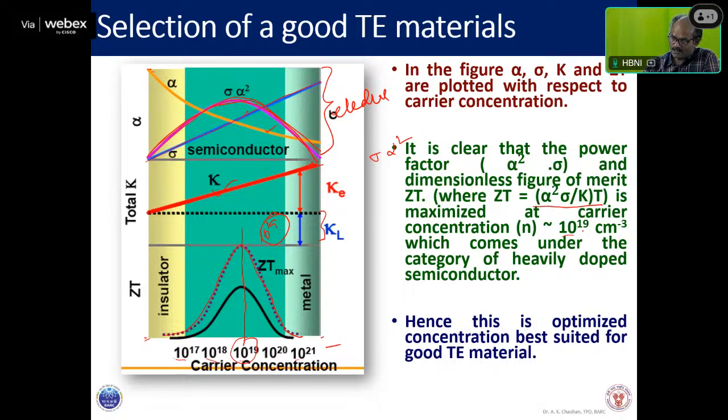And this 10 to the power 19, how much is it? Typically, the atom density or molecules per cc is 10 to the power 23, and my carrier concentration is now 10 to the power 19. So doping is nearly at the 100 ppm level. This 10 to the power 19 is the optimized concentration, and it is best suited for a good thermoelectric material.